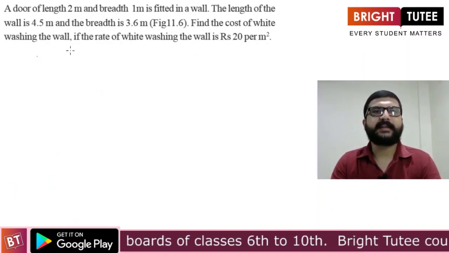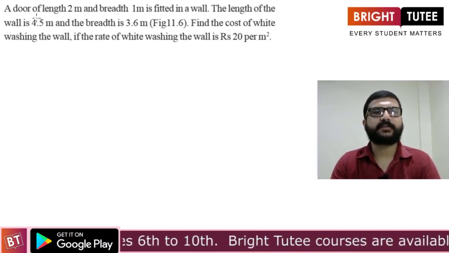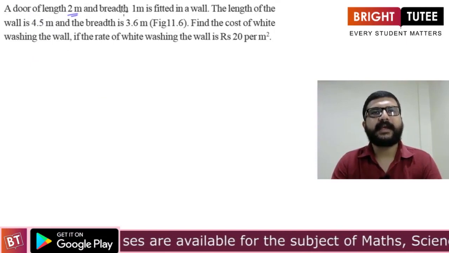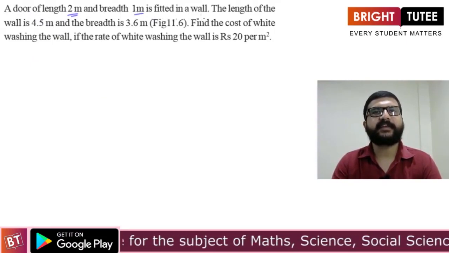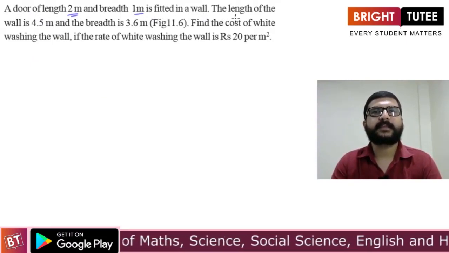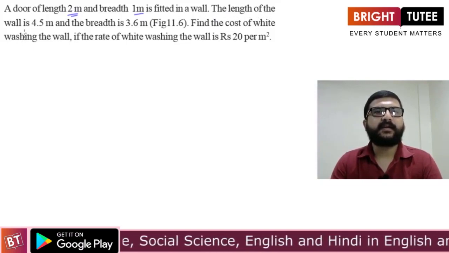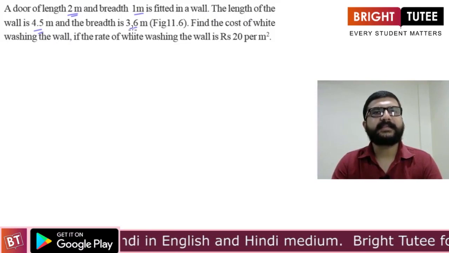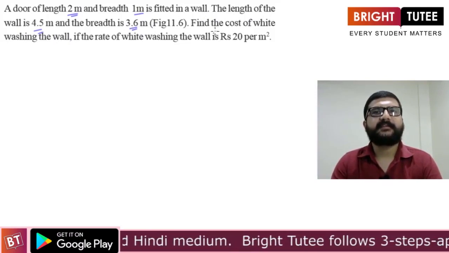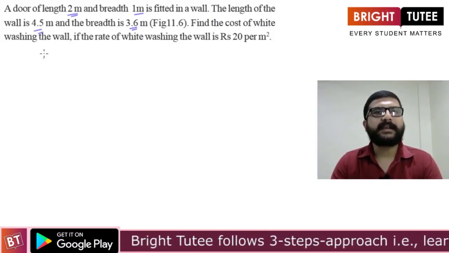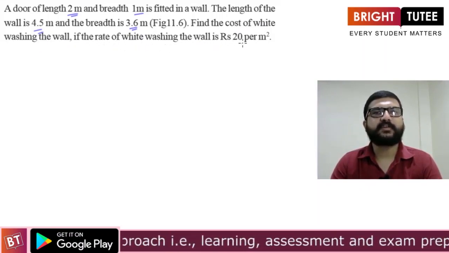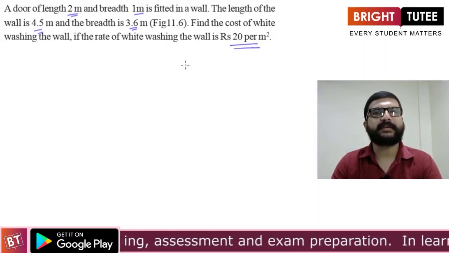Now here is the last question of this session. The question is, a door of length 2 meters and breadth 1 meter is fitted in a wall. The length of the wall is 4.5 meters and breadth is 3.6 meters. Find the cost of whitewashing the wall if the rate of whitewashing the wall is rupees 20 per square meter.